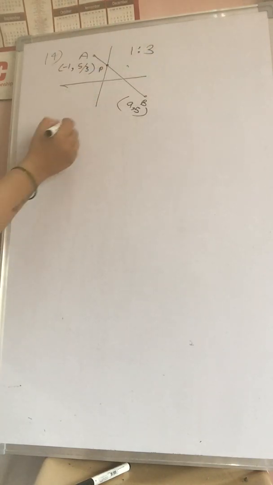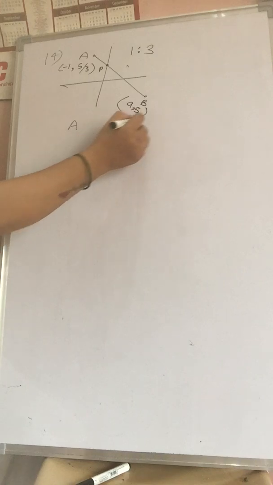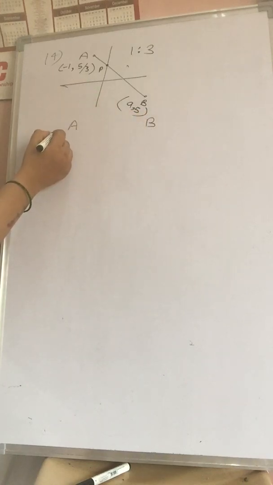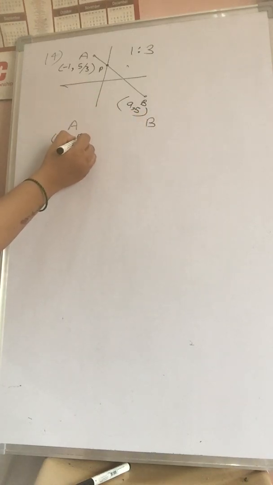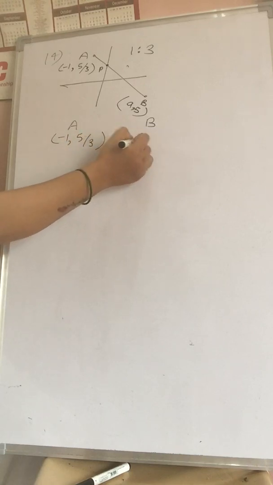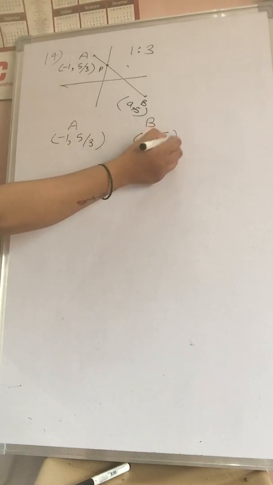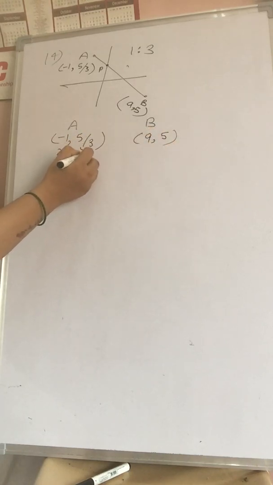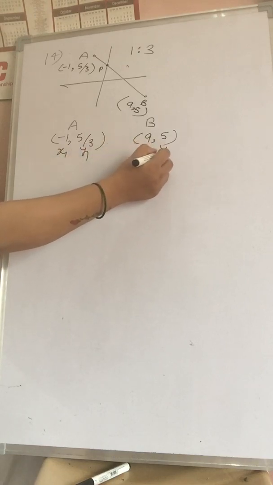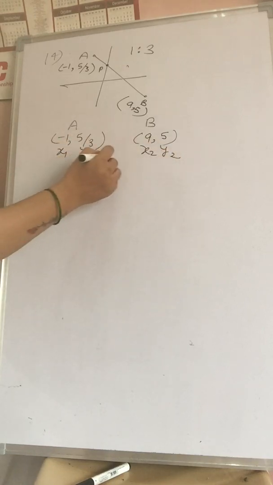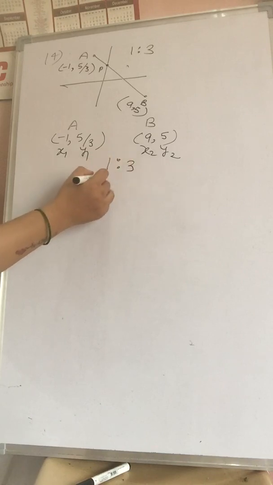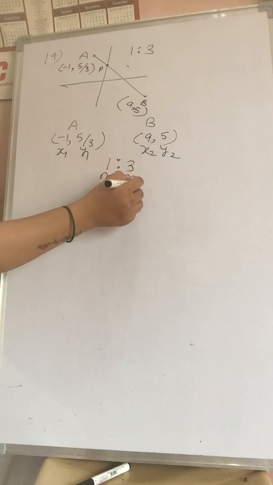How can we solve? We have the coordinates of A and B. A is -1, 5/3. B is A, 5. So this is x1, y1. This is x2, y2. And the ratio is 1:3. This is m1, m2.